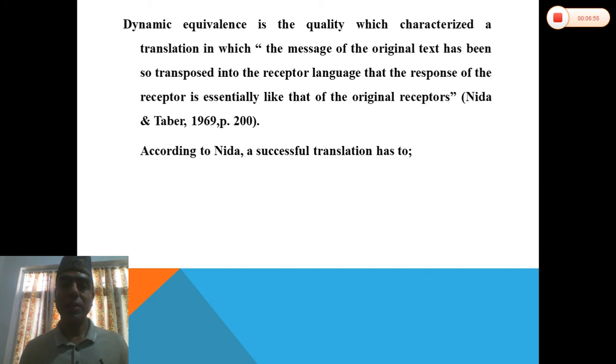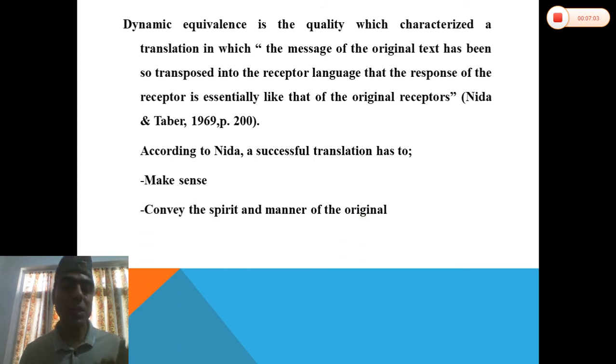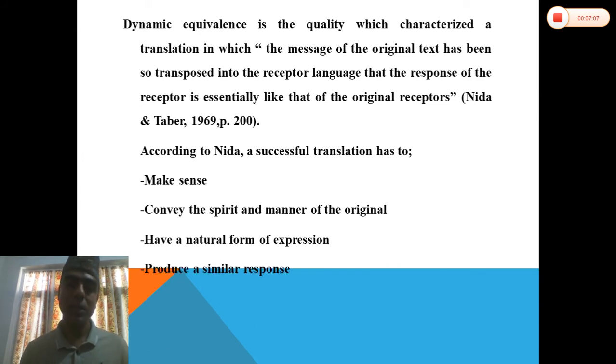And according to Nida, a successful translation has three things. It should make sense, it should convey the spirit and manner of the original text, and have a natural form of expression, and produce a similar response in both of the readers.